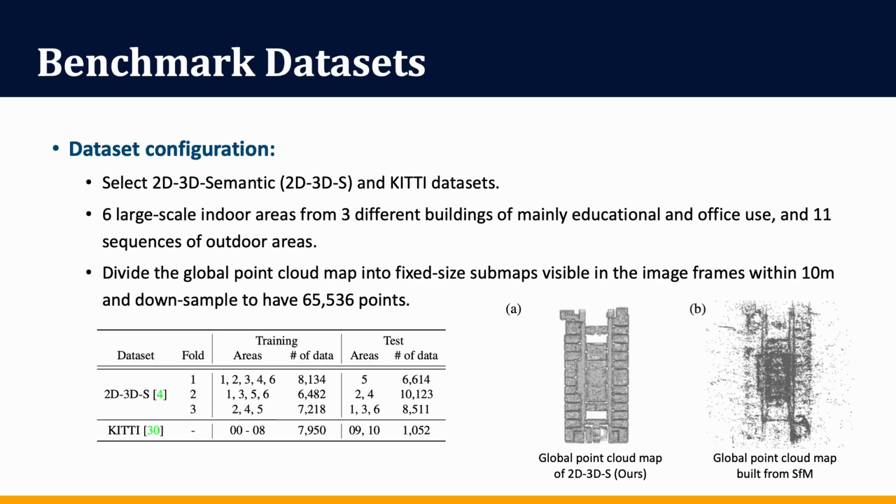To evaluate this novel approach, we established benchmark datasets based on the 2D-3D-S and the KITTI datasets. Figure A represents the refined dataset generated by the sensors, while Figure B was generated through SfM. It is evident that our dataset is more structurally refined and contains fewer outliers. For the coarse-to-fine matching, we provide data where the global map is split into smaller submaps.